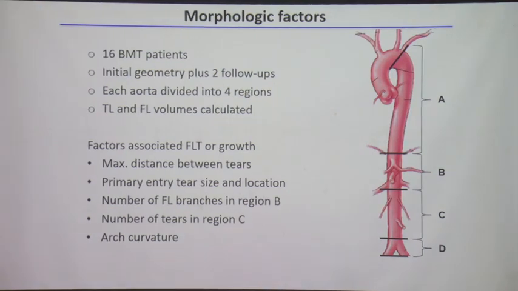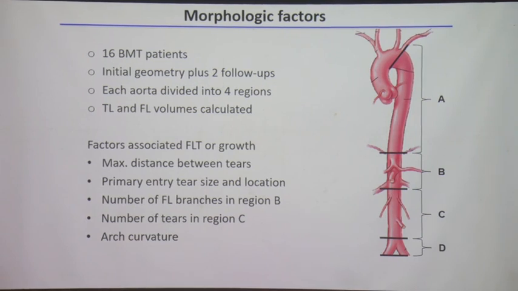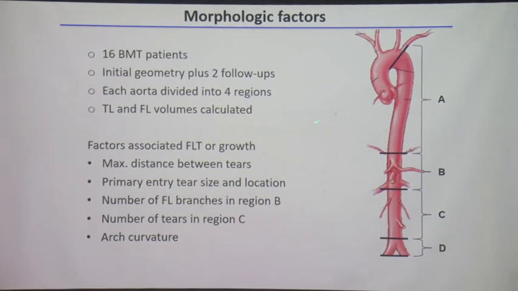Okay, so we're going to continue from where we left off. So here we have an idealized geometry of the aorta. Using the model, we wanted to understand whether there are any geometric factors that are associated with false lumen thrombus formation.